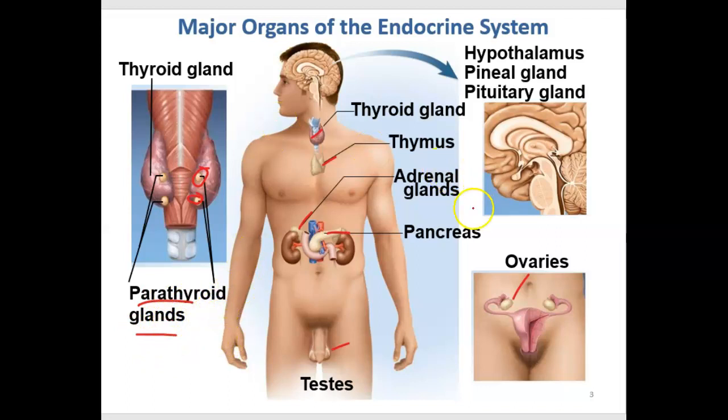In addition, part of the brain makes hormones. The hypothalamus, which is this triangular region down here, makes some hormones. The pineal gland makes some hormones, and the pituitary gland, I don't know if you want to consider that part of the brain or not. We'll talk about it more in the next lecture, but that also makes some hormones.